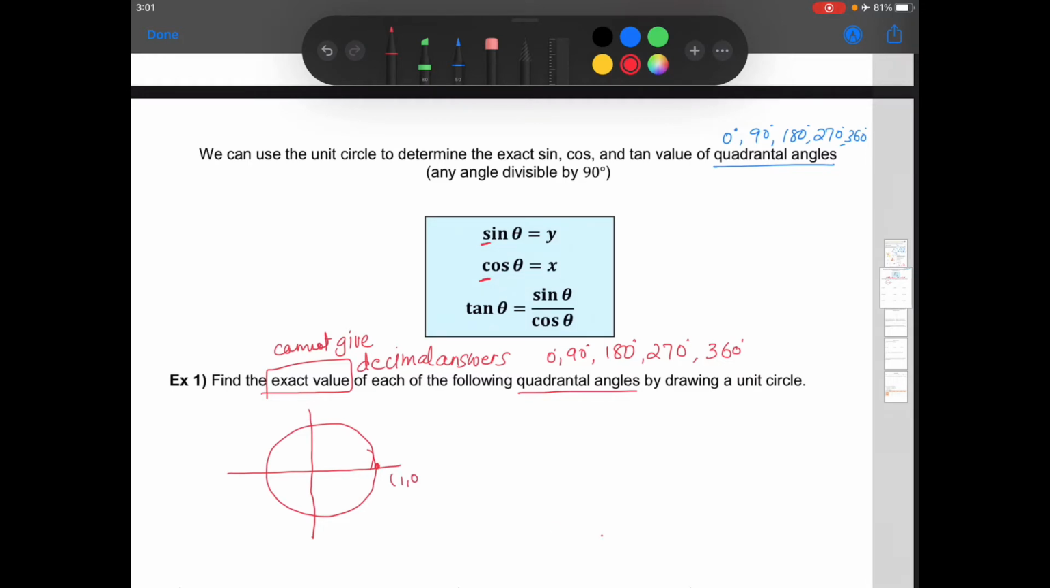So I know this point is what? (1, 0). Since the radius is 1, it's on the axis. I went 1 unit to the right, but there's no vertical distance. And this is (0, 1). This is (-1, 0), and (0, -1). Right?